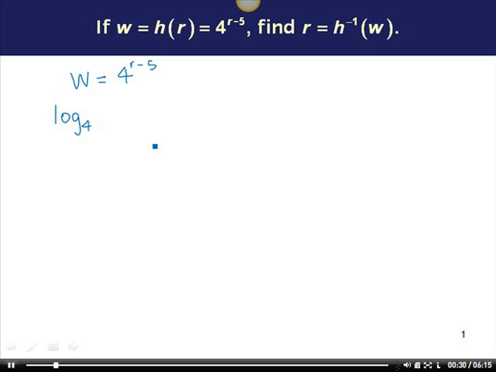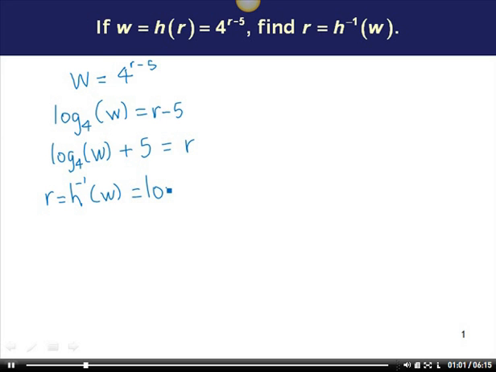The logarithm is equal to the exponent, so this is going to equal r minus 5. So I have log base 4 of w equals r minus 5. To solve for r, now I just need to add 5 to both sides of the equation. So log base 4 of w plus 5 equals r. So r equals h inverse of w equals log base 4 of w plus 5.